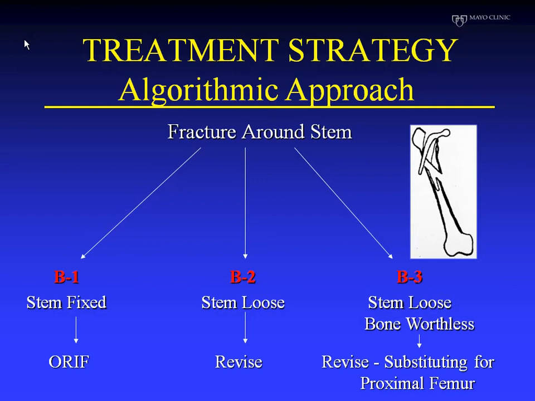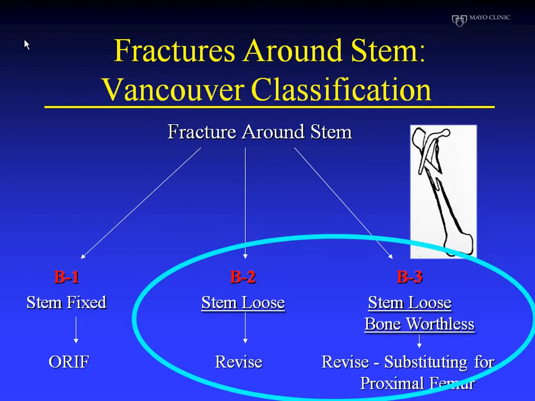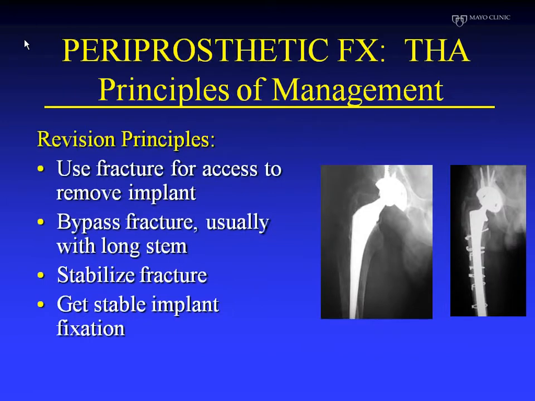And finally, for so-called B3 fractures in which the stem is loose but the bone is horrible, the standard form of treatment has been revision with proximal femoral substitution, and I'll talk with you today about an alternative to that approach. So my talk will focus only on the topics of loose stems and stems which are loose with worthless bone, the so-called B2 and B3 fractures, for which standard treatment involves some form of revision.